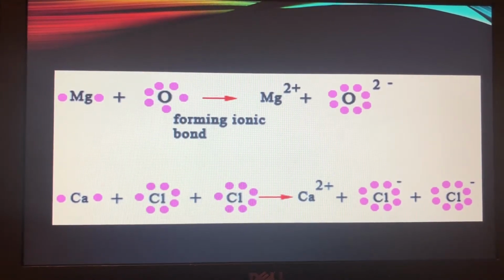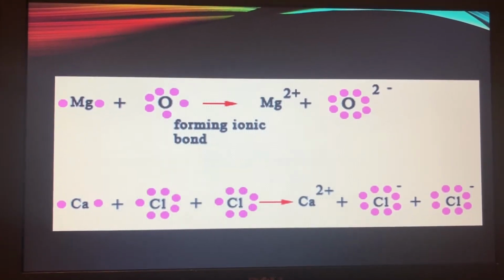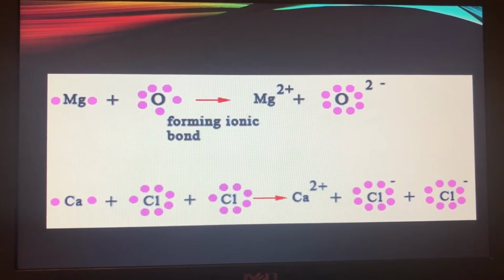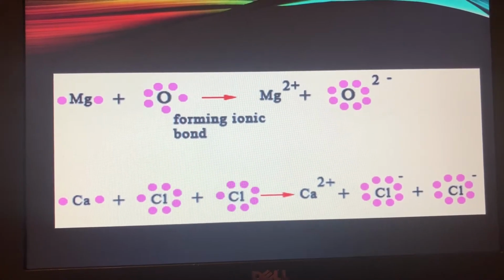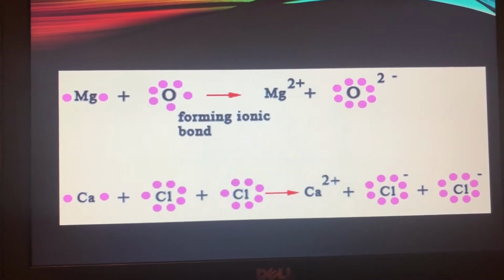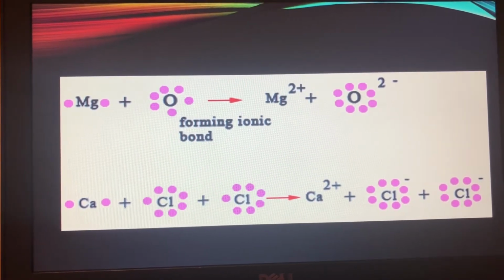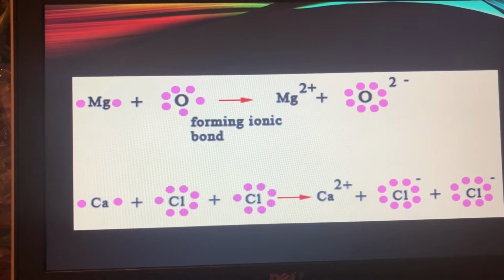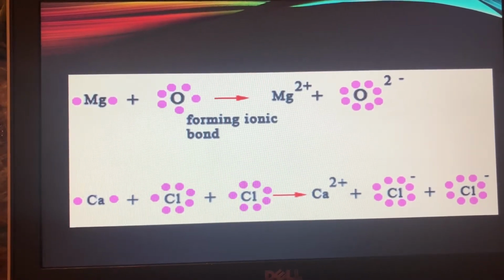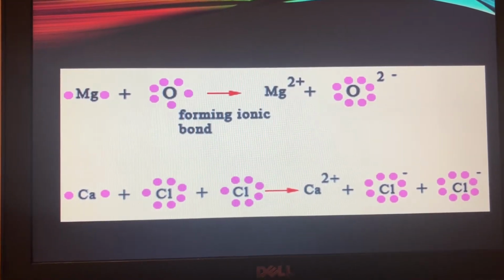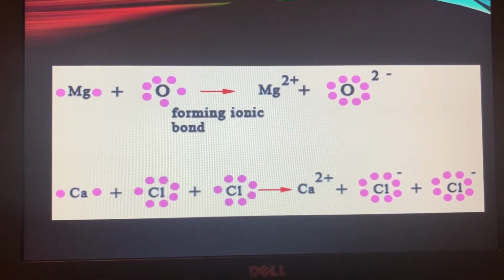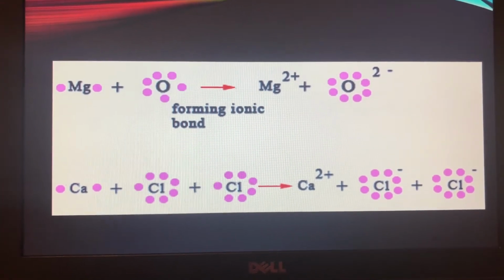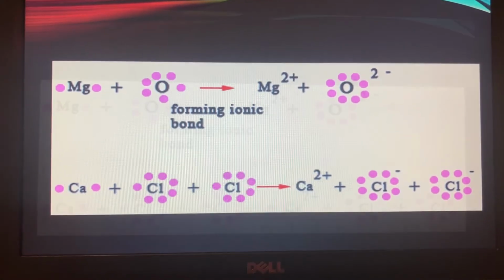As we can see in this example, magnesium and oxygen form magnesium oxide. Magnesium transfers its 2 valence electrons to oxygen, and the remaining ions are electrostatically attracted to each other, which then forms the ionic bond. As you can see, the charge of 2 positive and 2 negative balance each other out, ultimately leaving a neutral charge.